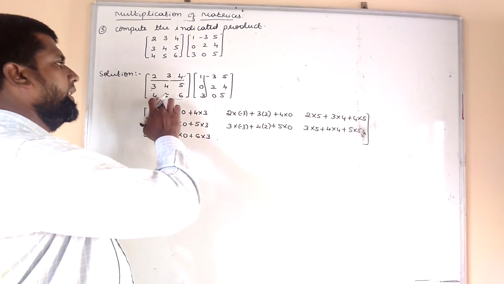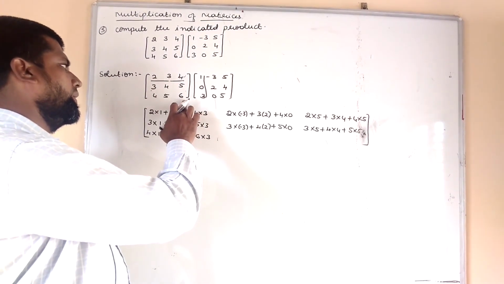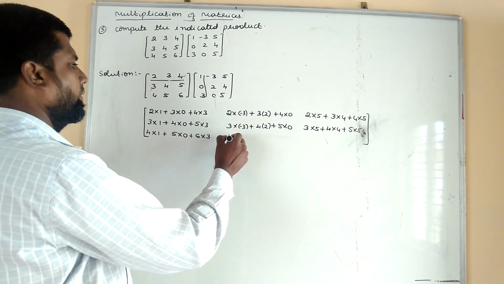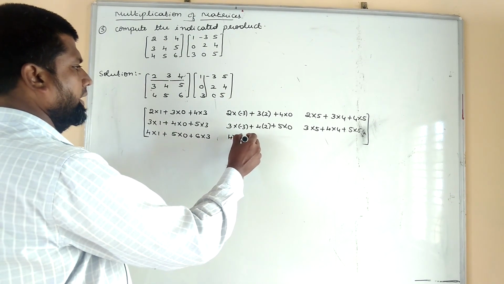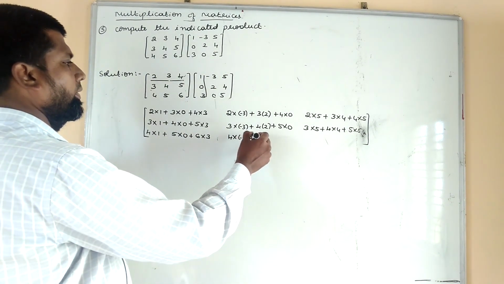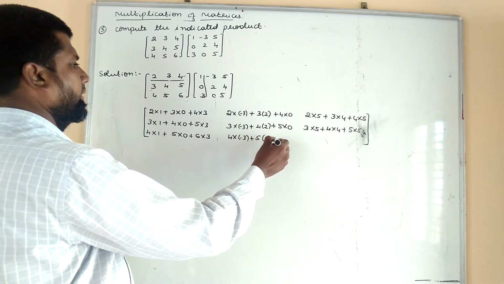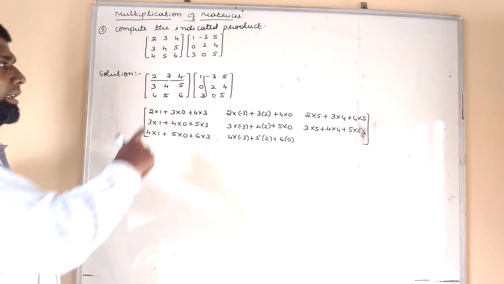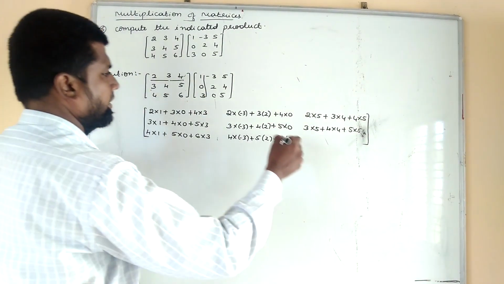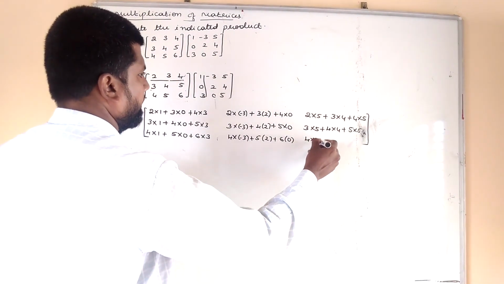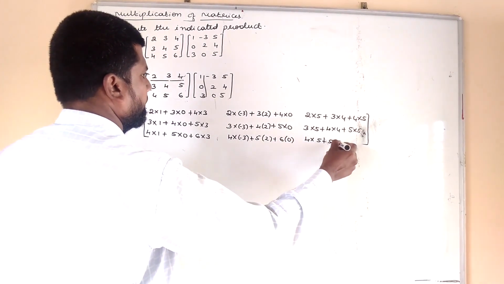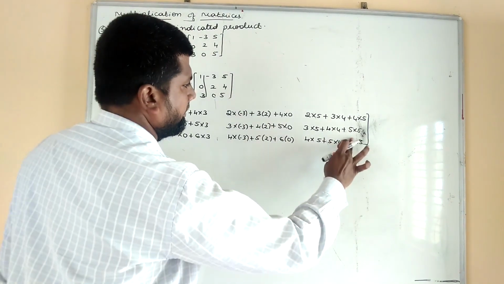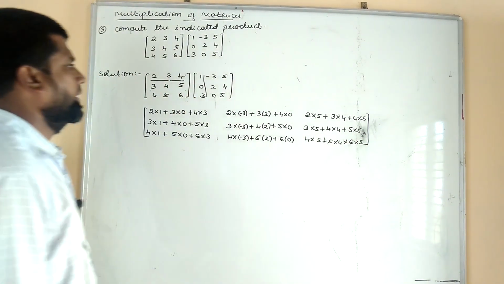So let us go for the third row, then second column, 4 into minus 3 plus 5 into 2 plus 6 into 0. The next third row, third column, 4 into 5 plus 5 into 4 plus 6 into 5.